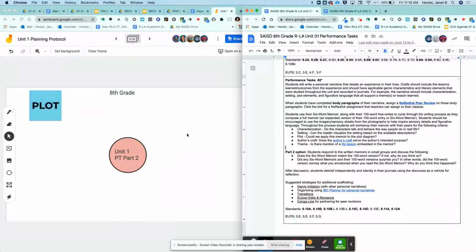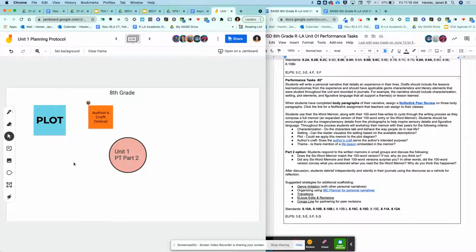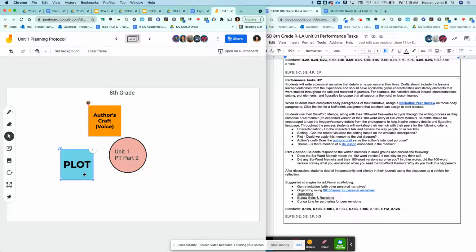I'm looking at characterization, since they're going to be talking about themselves in the memoir and the people that are involved in it, if it does involve other people. So I think we should focus on that. I know we covered theme in part 1, but I believe that it should be covered again in part 2. So I think we should include it.